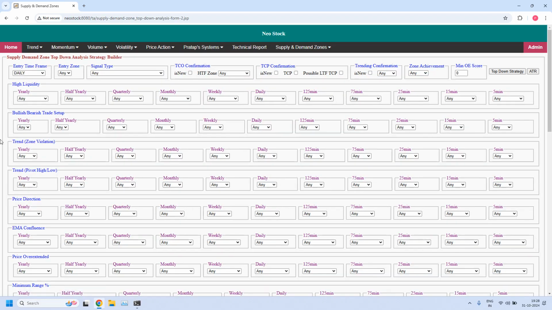Next one is about bullish trade setup, hourly income trade. Entry time frame is 5 minutes. Entry zone is demand zone. In bullish or bearish trade setup at 5 minutes, I am selecting bullish.